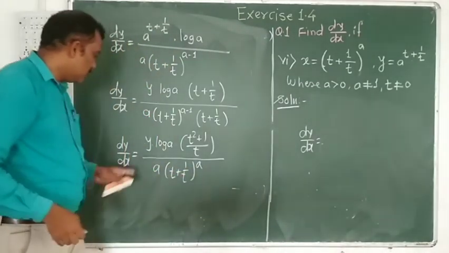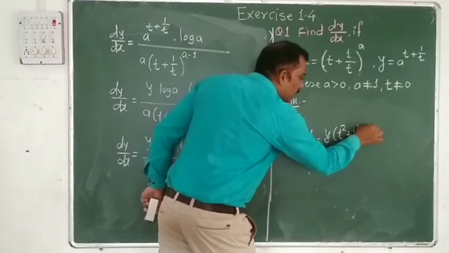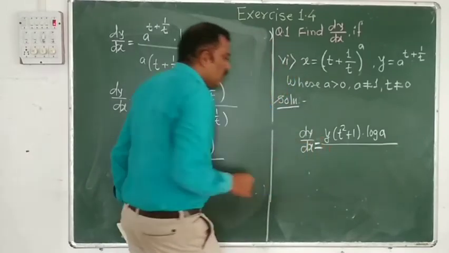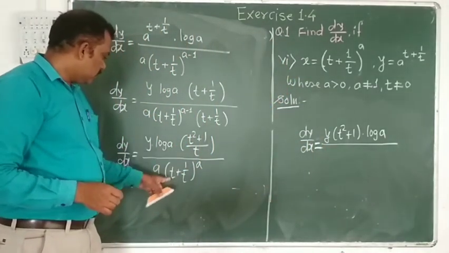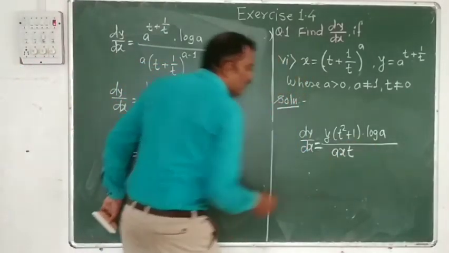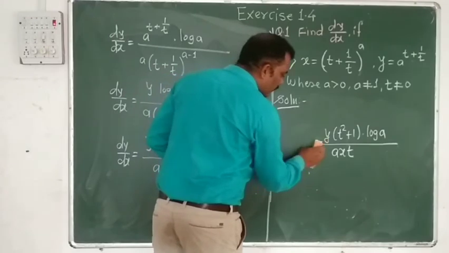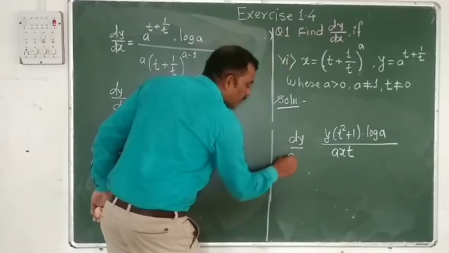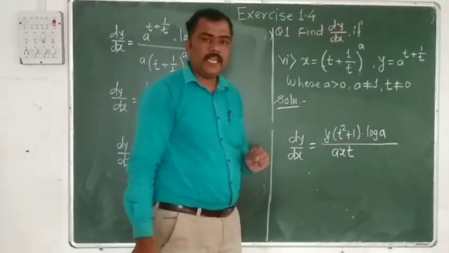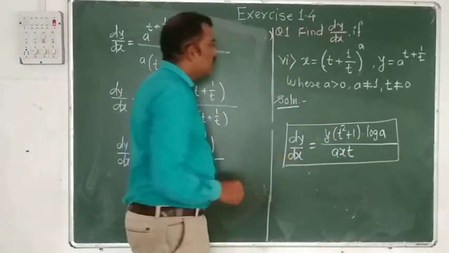how to write this? We can write this as y into t square plus 1 into log of a, whole divided by, what you have to get, this one is nothing but the x, so that we can write a x t. T is nothing but coming from the numerator, so that dy by dx is equal to y into t square plus 1 into log a divided by a x t, which is the required answer of the example number 6.